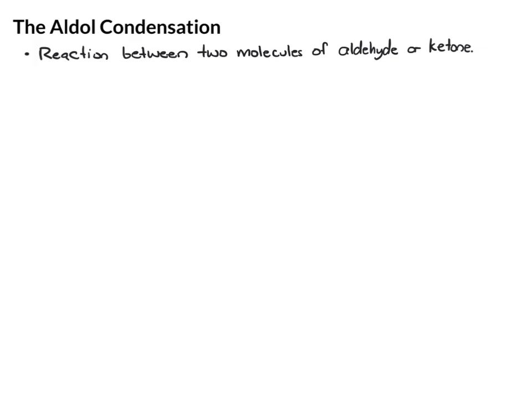We're going to start with the simple aldol condensation, where we react two molecules of aldehyde or ketone together. And for this one, we're going to use two molecules of propanol in the presence of base and water. And these two will react under these conditions and give us the following product.